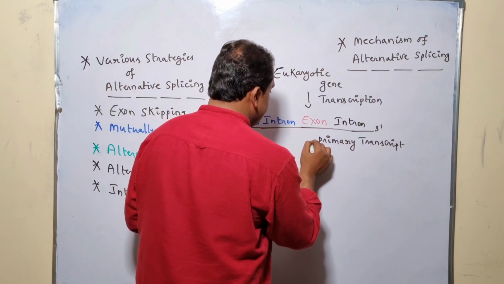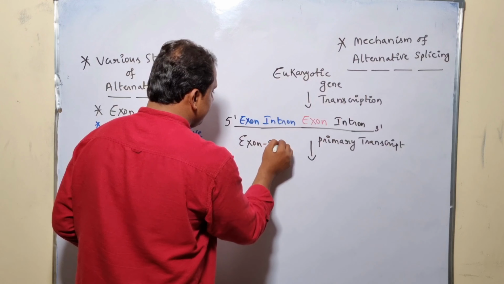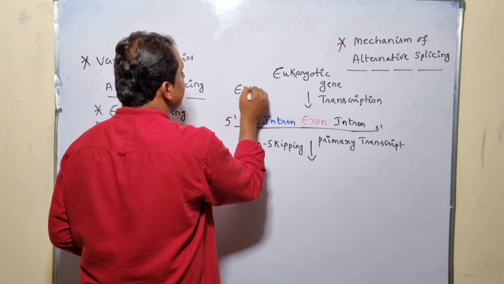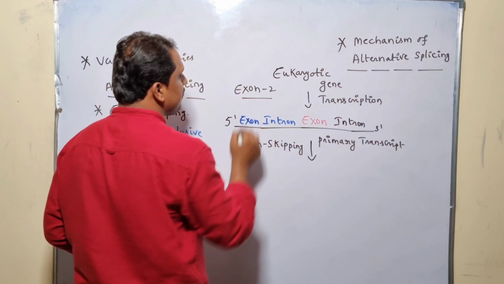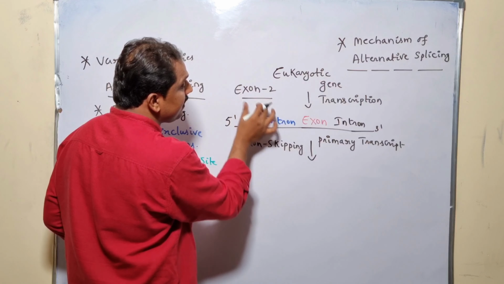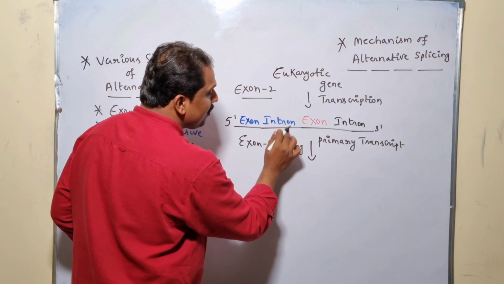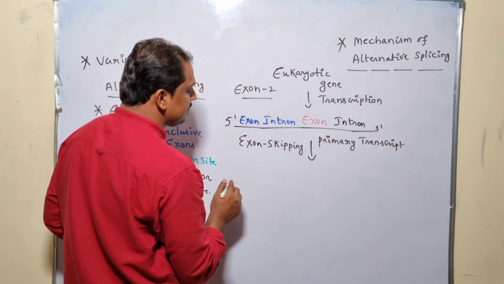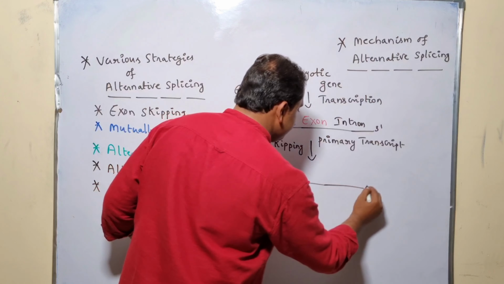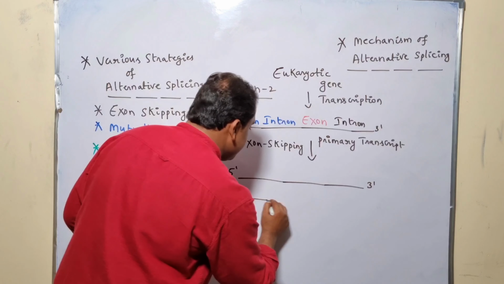So in exon skipping, what exactly happens is that one particular exon undergoes skipping. Here let us consider exon 2. Is it clear? Once exon 2 undergoes skipping from the primary transcript, from one single primary transcript two alternative variants are successfully expressed. Here is one of the alternative variants and here is the other alternative variant.